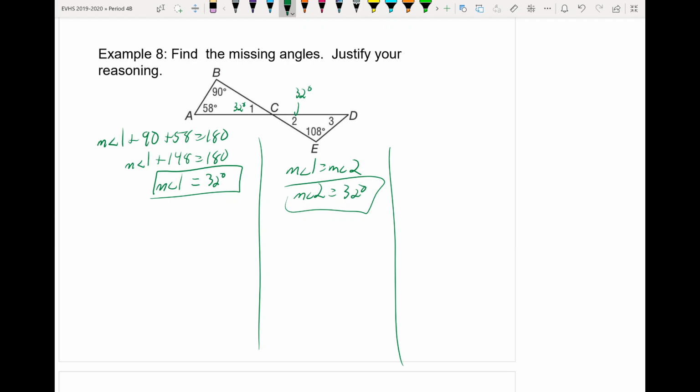All right, so now measure of angle 3 plus 32 plus 108 equals 180. Measure of angle 3 plus 140 equals 180.